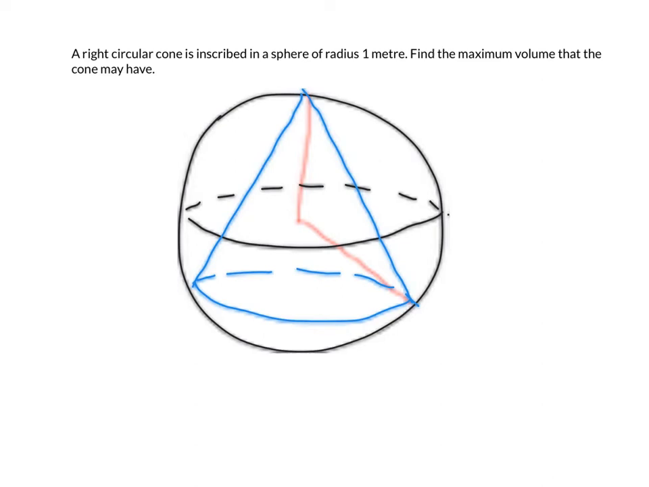In this video, I'm going to solve this optimization problem. So we have a right circular cone. It's inscribed in a sphere of radius 1 meter. We want to find the maximum volume that the cone may have.